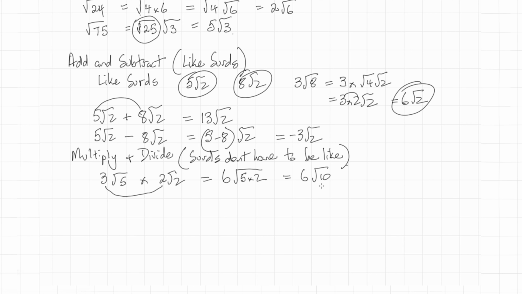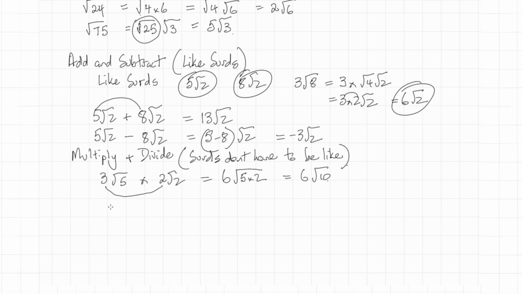Now it's important to have a look here to see if we can go back, and similar to what we've done here, simplify root 10. Root 10, there's no square number that will divide into 10 evenly, so we don't worry about 1 because it's 1 times 10, so that's as simple as we're going to be able to get it.